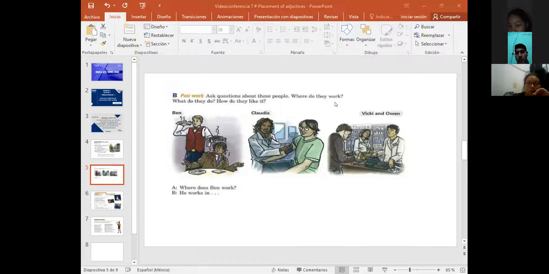Entonces, sí. En la otra sería, vaya, aquí como son, digamos, dos personas, son ya tres. De farmacia, creo que es trabajo. Becky y Owen. Entonces ahí sí le ponemos they work, porque son varios. They work in a photo studio, le puse yo. No sé si así será.